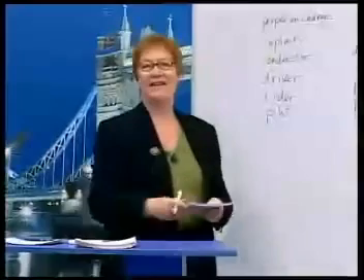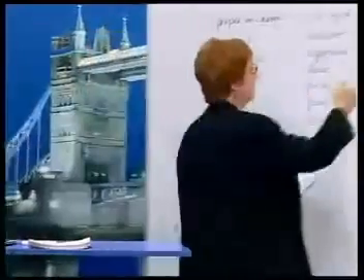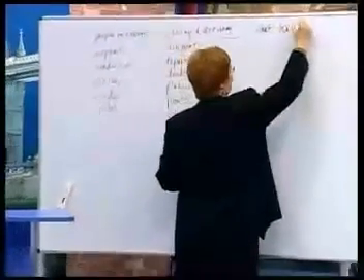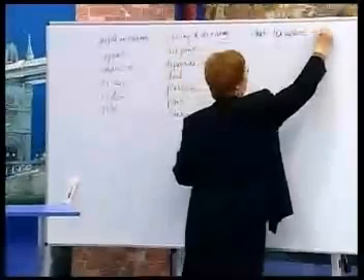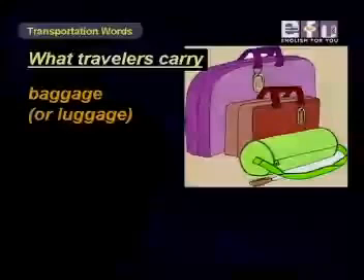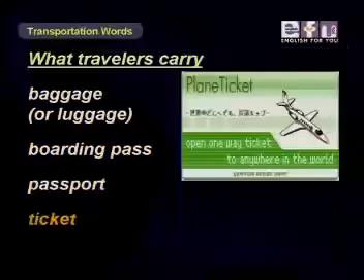Okay, now, the next group is what travelers carry. Okay, now, we have baggage, a boarding pass, a passport, and ticket.